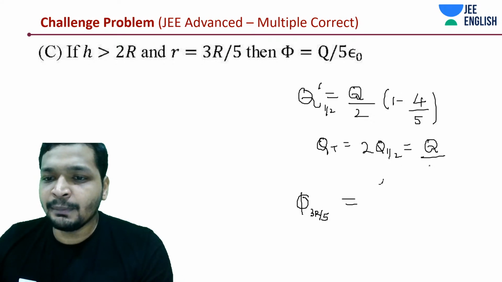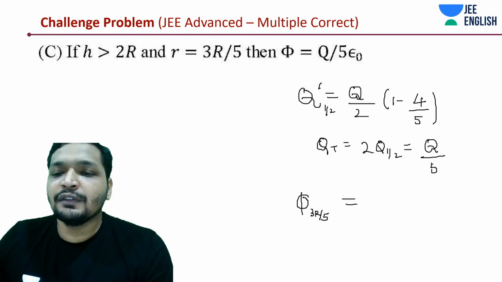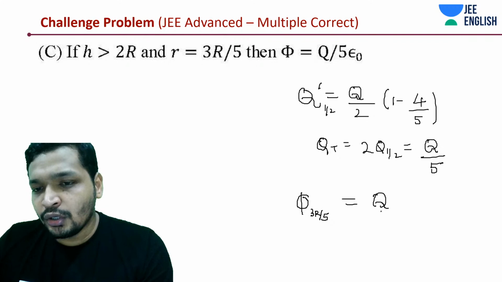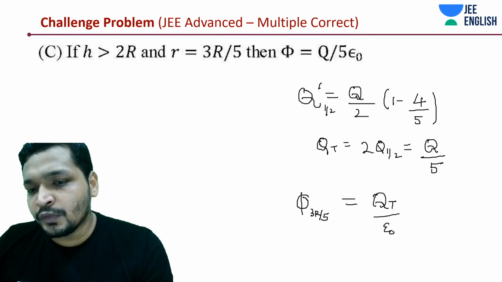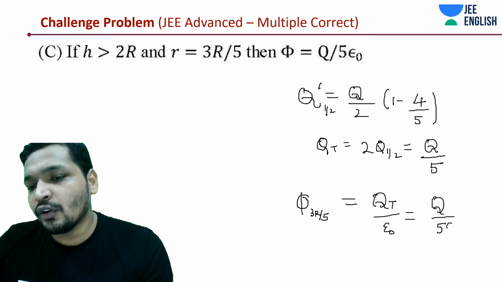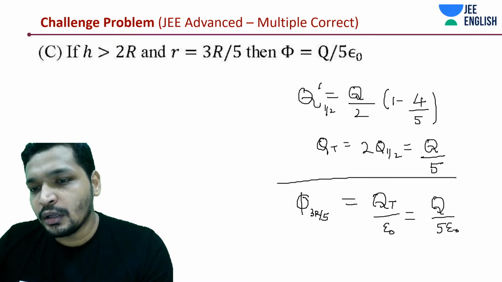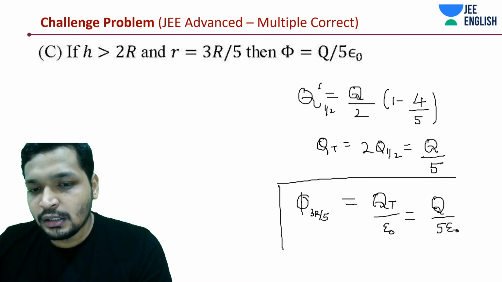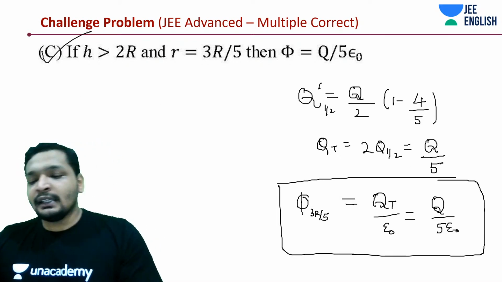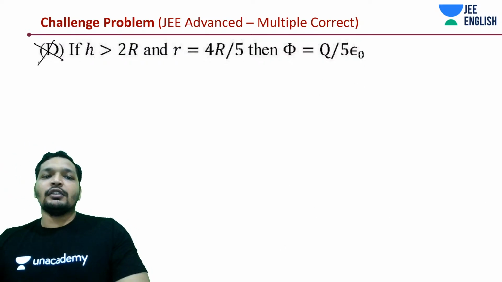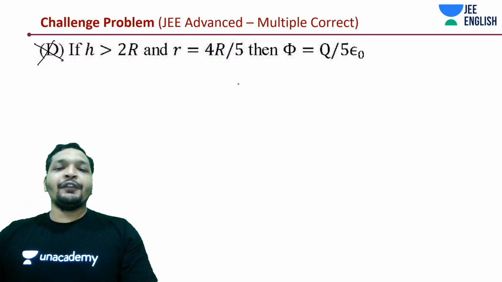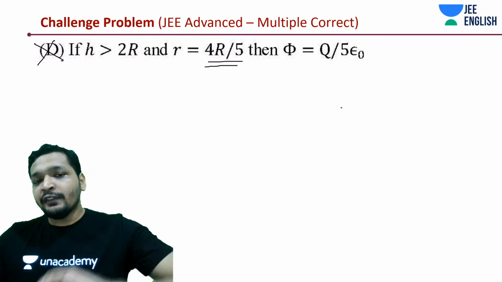So simple, guys, simple. 5, and this should be Q total by epsilon naught, which is going to be Q by 5 epsilon naught. Okay, that is it, guys. So that means if this is correct, of course your D is false. Simply easy one. But if you are done for this, you know this is 4R by 5.